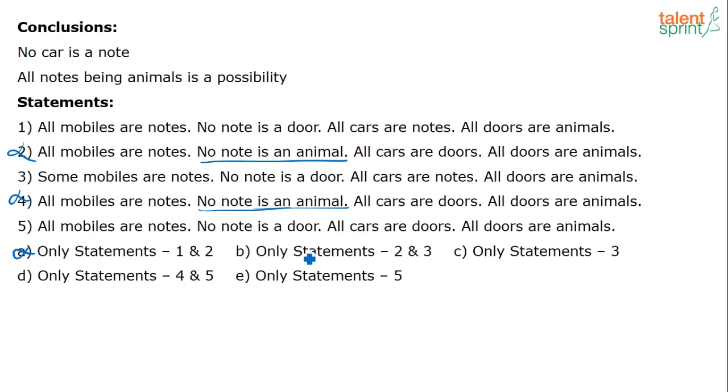Similarly, the second option says only 2 and 3 follow. Again, this is also not correct because I already found that 2 does not follow. Similarly, the third is only statement 3, and I don't know whether that's the correct answer. Now only 4 and 5 follow. Again, that's also not correct because 4 definitely does not follow. So I am left with only 2 options: only statement 3 follows, or statement 5 follows.